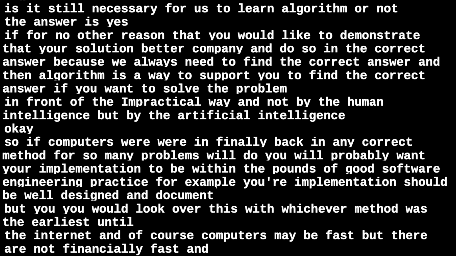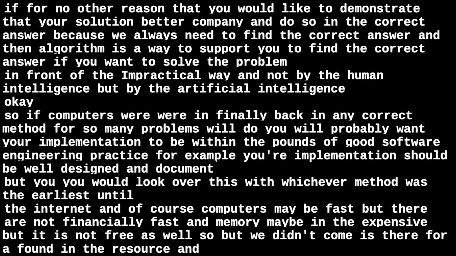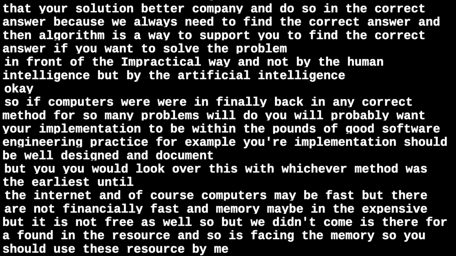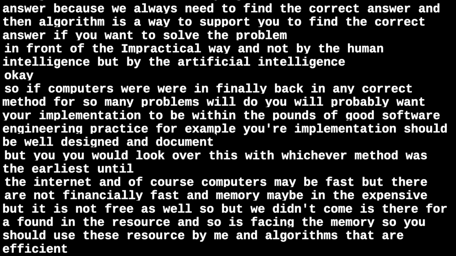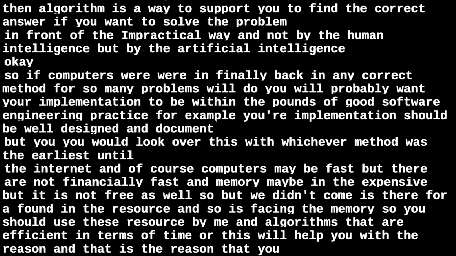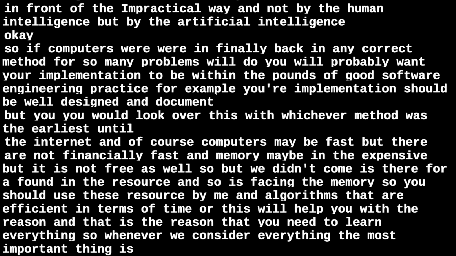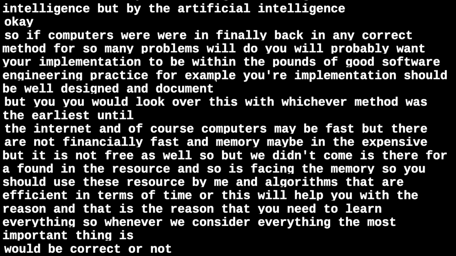And of course, computers may be fast, but they are not infinitely fast. And memory may be inexpensive, but it is not free either. So computing time is a bounded resource, and so is memory space. So you should use these resources wisely, and algorithms that are efficient in terms of time or space will help you to do so. That is the reason you need to learn algorithms. Whenever we consider an algorithm, the most important thing is whether it is correct. You need to find the correct answer.